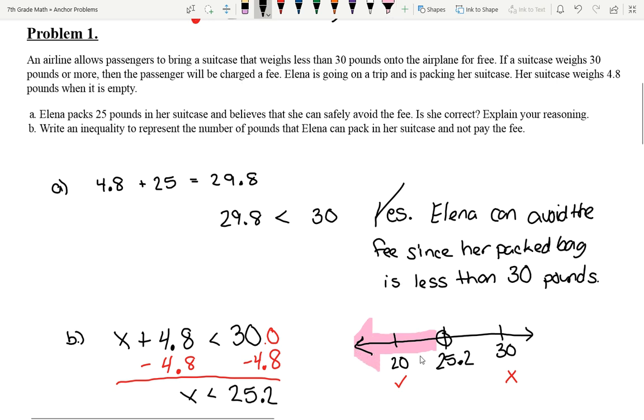So as long as, again, she packs less than 25 2/10, so 20, 10, 1, her bag will be under that 30-pound limit before there's a fee. If she packs more than 25 2/10, or even if she packed 25 2/10, she'd be at that 30 pounds and get a fee, which is why we don't shade in the circle here, because it's just a less than question.